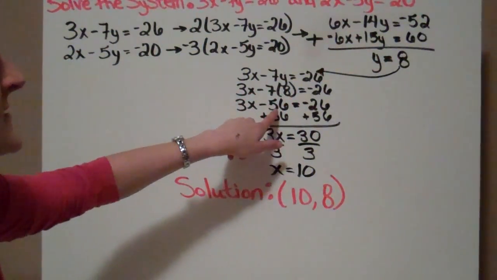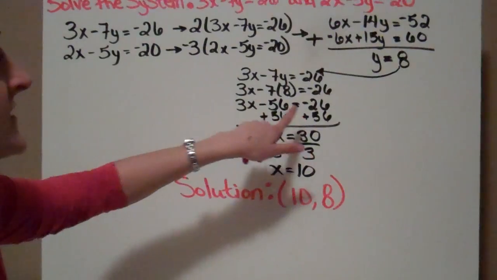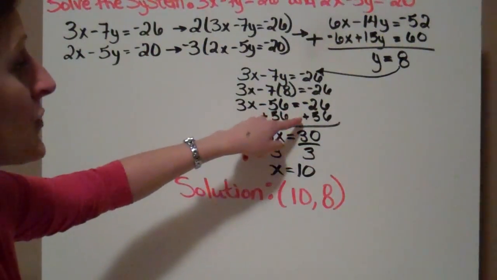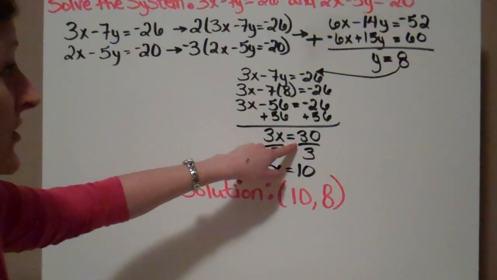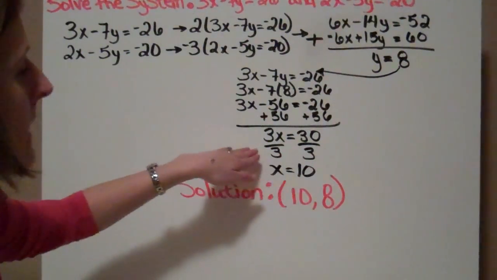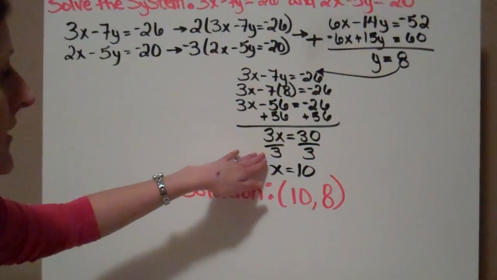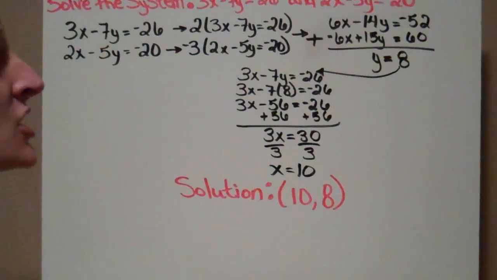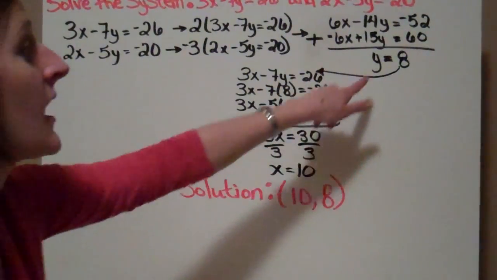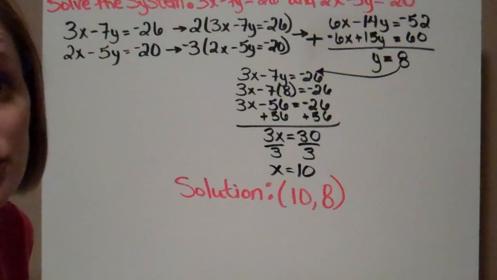7 times 8 is 56. Add 56 to both sides. Negative 26 plus 56 gives me 30. So I have 3x equals 30. And divide each side by 3. I'm left with x equals 10. So my solution is 10, 8. And that is my solution coordinate point.